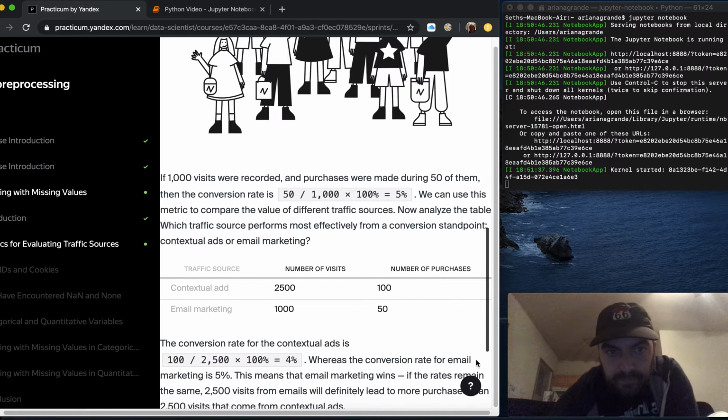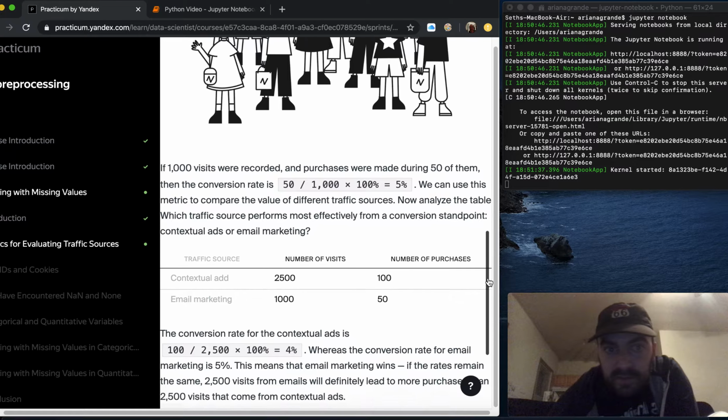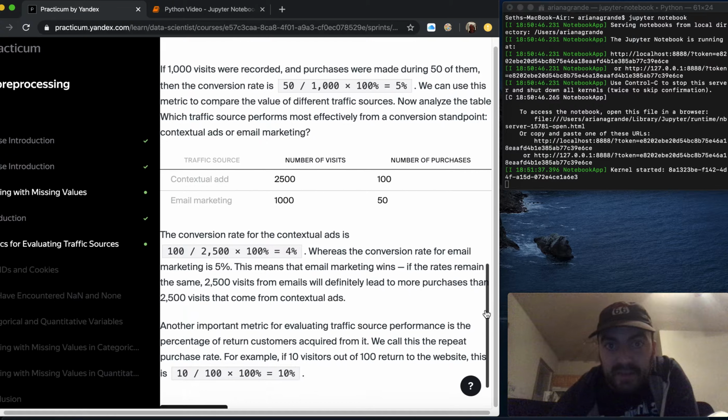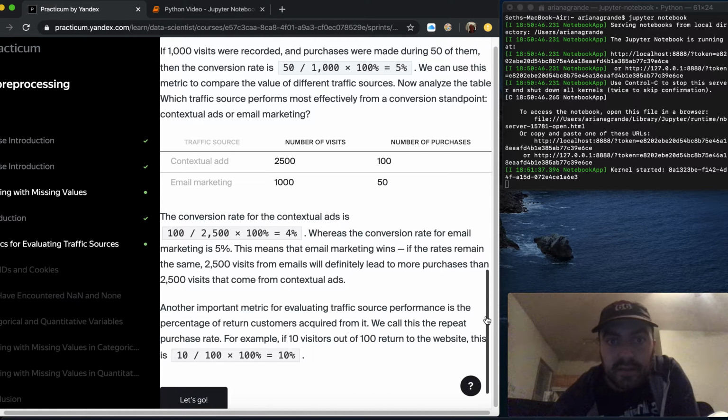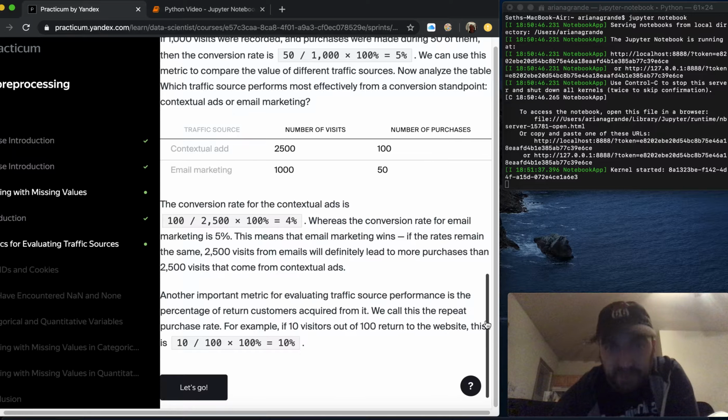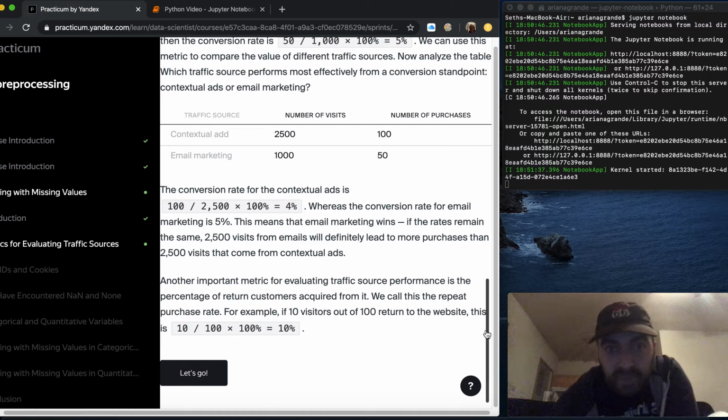Okay. If 1,000 visits were recorded and purchases were made during 50 of them, the conversion is 50 divided by 1,000 times 100% equals 5%. We can use this metric to compare the value of different traffic sources. Now analyze the table. Which traffic source performs most effectively from a conversion standpoint? Contextual ads or email marketing?